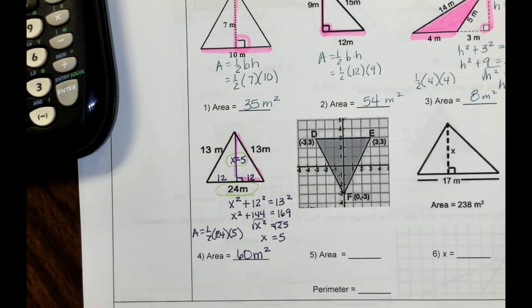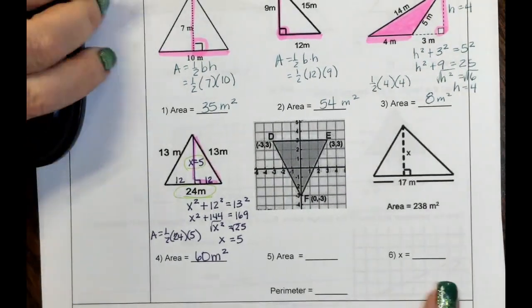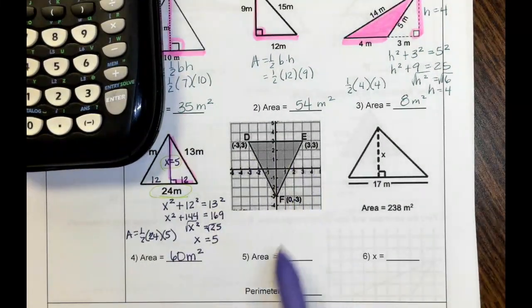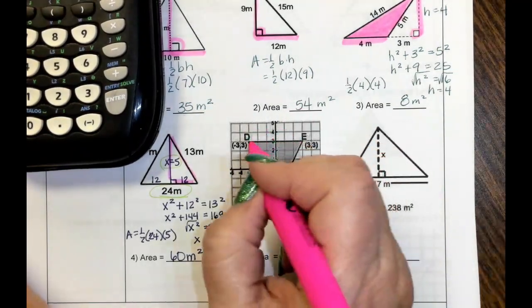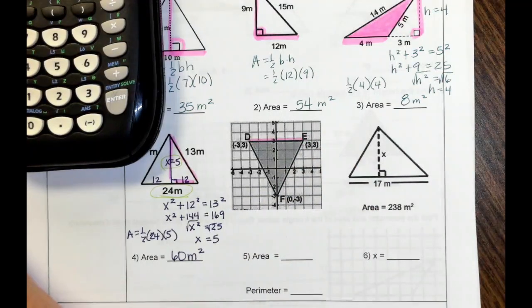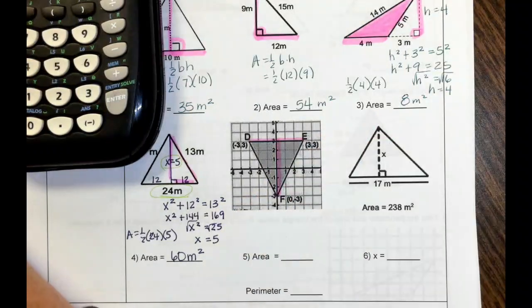Now, you'll notice in number 5, we don't have anything. So again, we need our base and our height, but this one's on a grid. But that's easy enough to do. We can see how far it is, so we want our base and our height. Well, here is your base, because that's easy to count. So whenever we can use horizontal and vertical, we want to. So that's your base, and then your height would be right here.